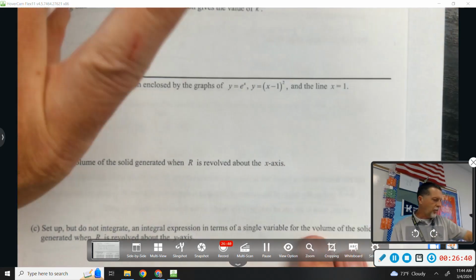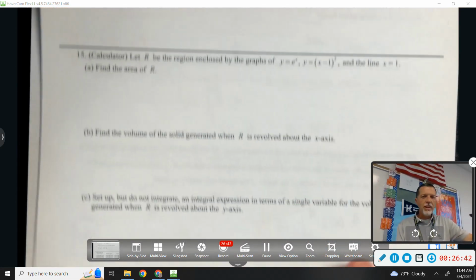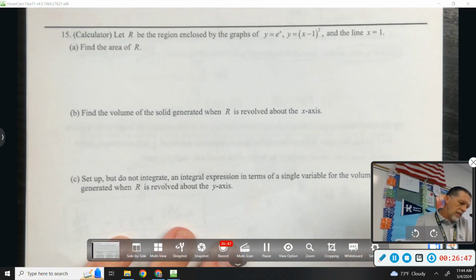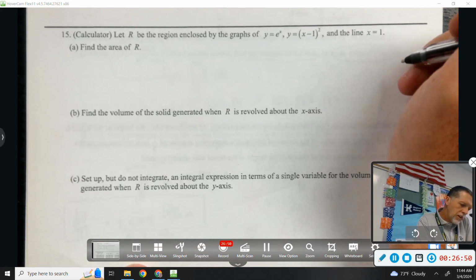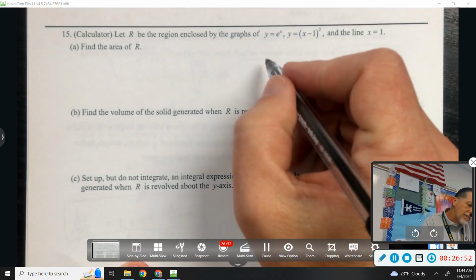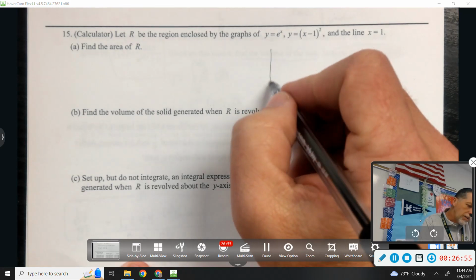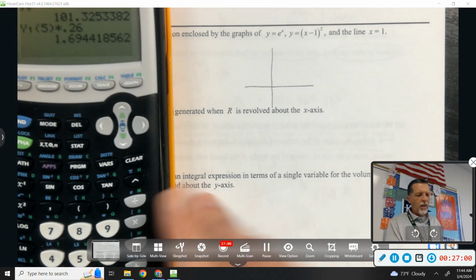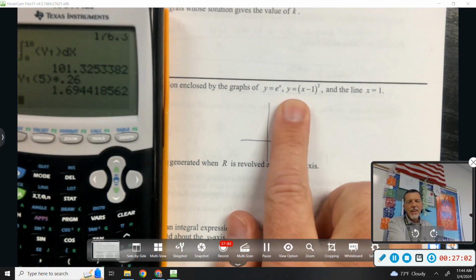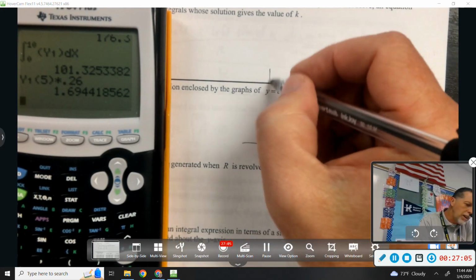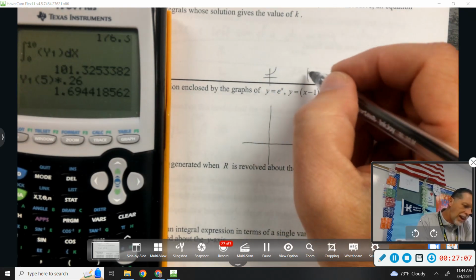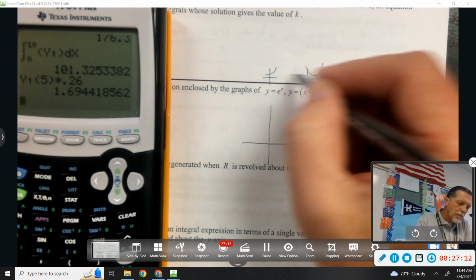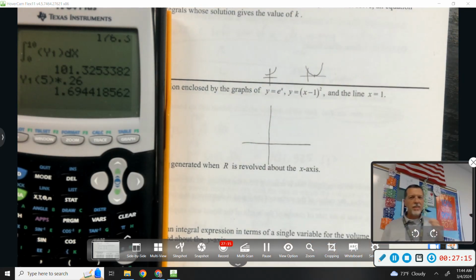Number 15. That took almost exactly 15 minutes, including the explanation. So, let R be the region enclosed by the graphs of y equals e to the x, y equals x minus 1 squared, and the line x equals 1. Okay, I kind of know what those look like. Separately, I sort of know what e to the x looks like, and x minus 1 squared would be a parabola shifted to the right one. But trying to know where their overlap is, I don't know about that.